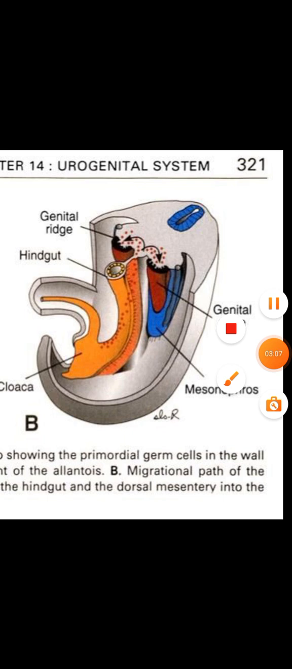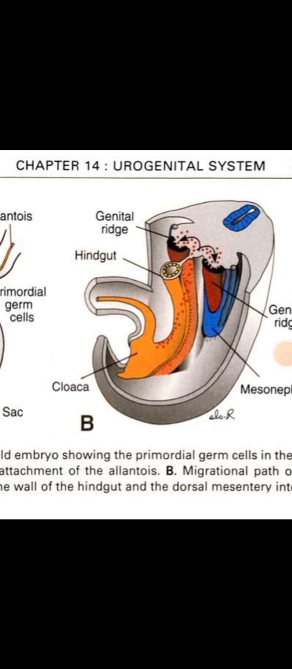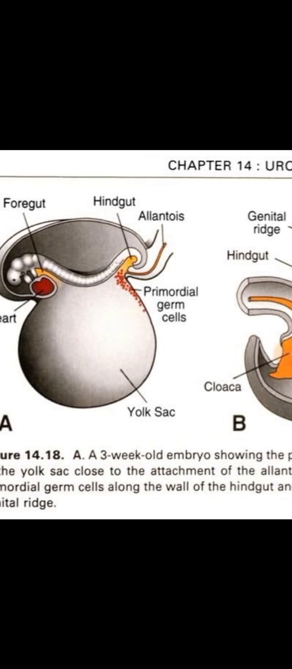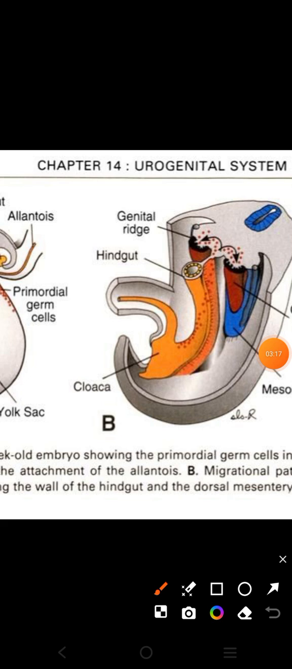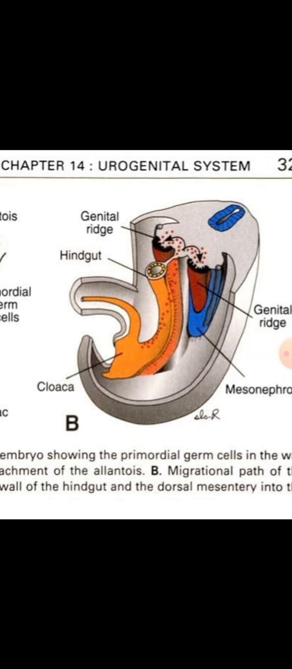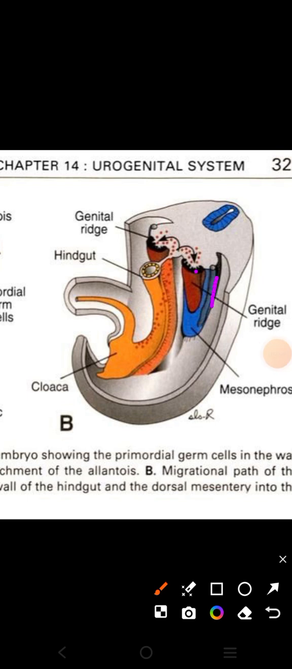Here you can see that this is the hindgut shown here. I have shown you the hindgut in this picture. Just focus on the hindgut again here. And this cloaca we will also discuss in the remaining section. But for the development of the ovaries, just consider that this is the genital ridge.